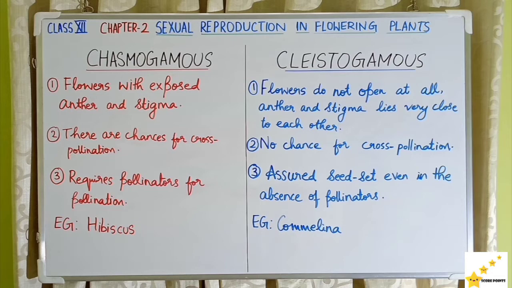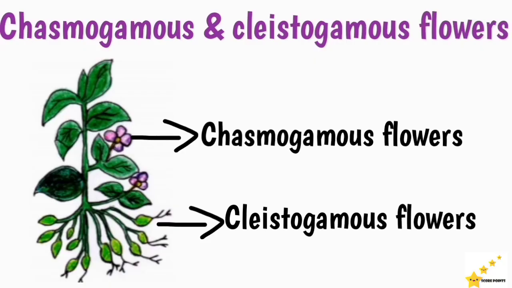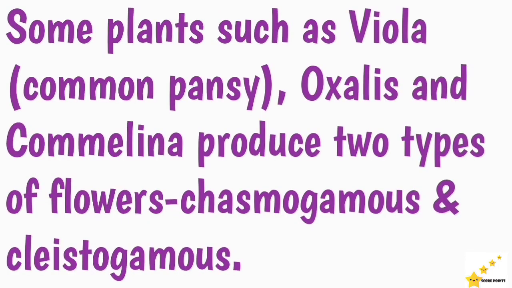Cleistogamous flowers, the flowers that do not open at all. Anther and stigma lie very close to each other. There is no chance for cross-pollination. Assured seed set even in the absence of pollinators. Example, camelina. Plants such as viola, which is common pansy, oxalis and camelina can produce both chasmogamous and cleistogamous flowers.